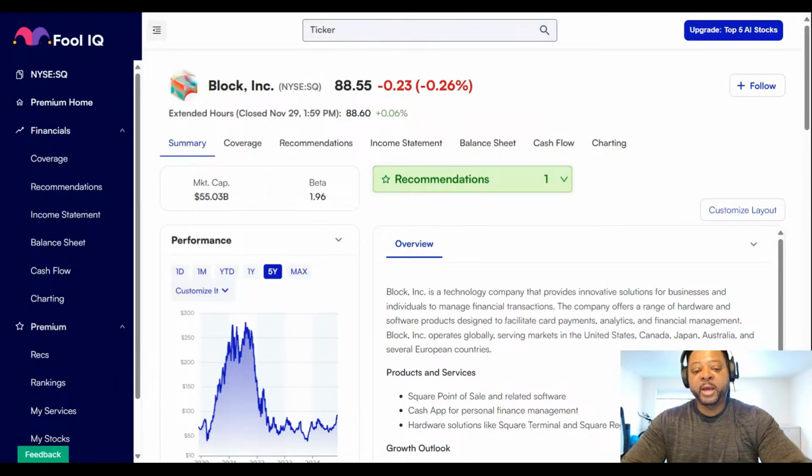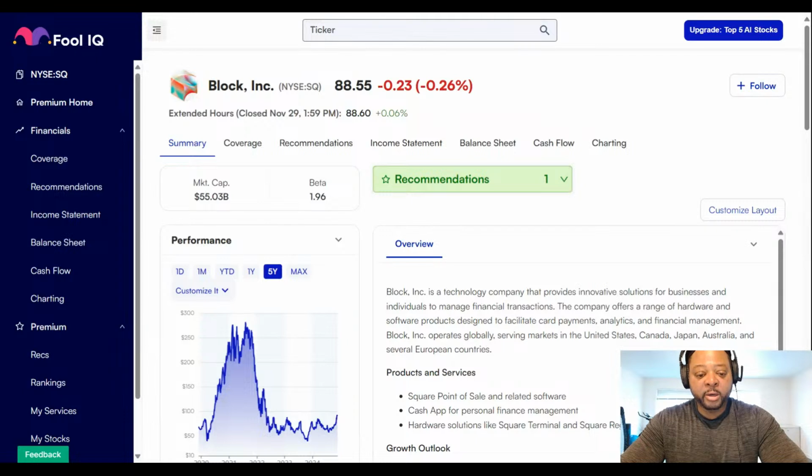The stock is trading at $88.55. That's what it closed at today. As you can see, this is November 29th, 1:59 p.m. This is what it closed at. Okay, the market capitalization. This is the number of outstanding shares that a company has times the stock price, and that's how they get this market cap. We're going to get more on this later.